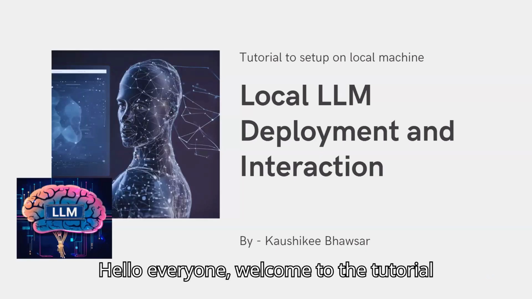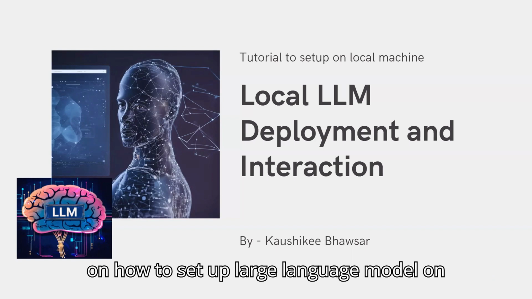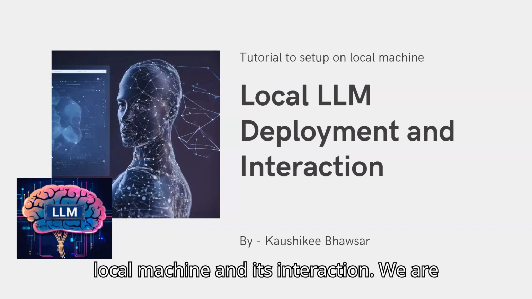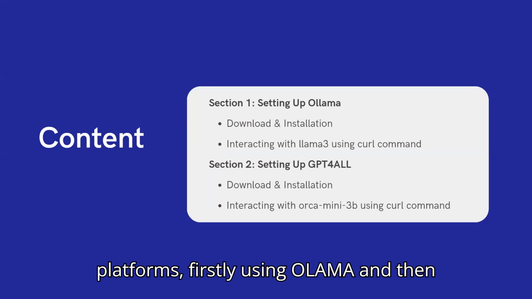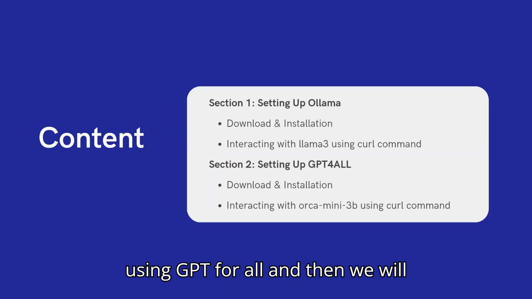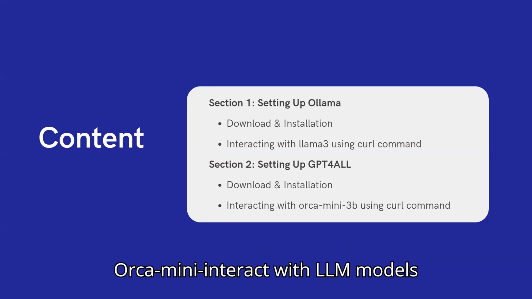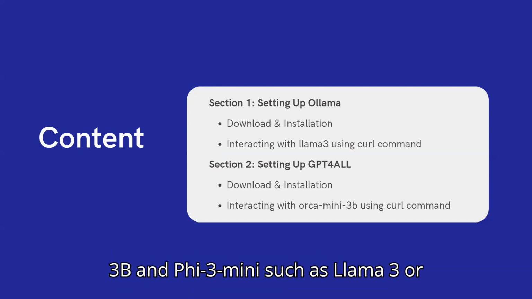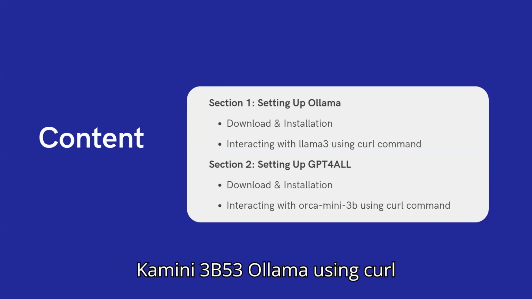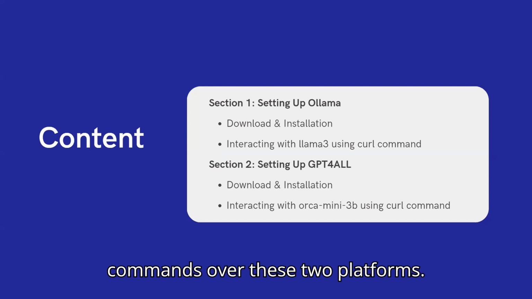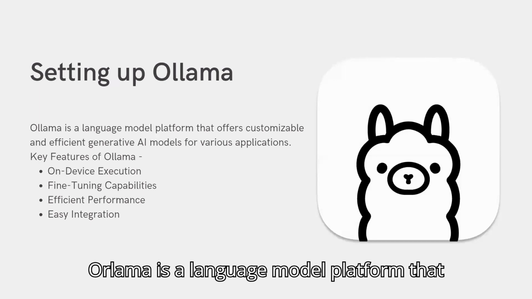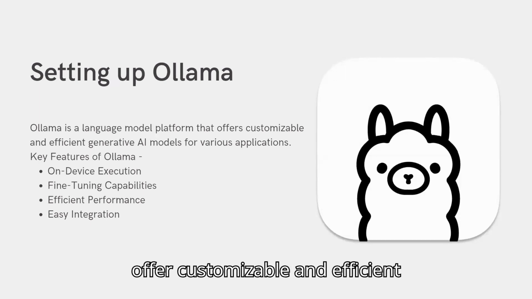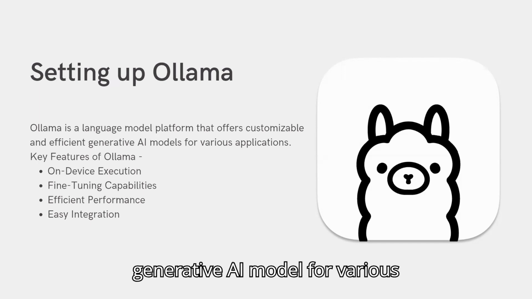Hello everyone, welcome to the tutorial on how to set up large language models on a local machine and interact with them. We are going to set up LLMs using two different platforms, firstly Ollama and then GPT4All, and then we will interact with LLM models such as Llama 3, Orca Mini 3B, and Phi 3 using curl commands over these two platforms.